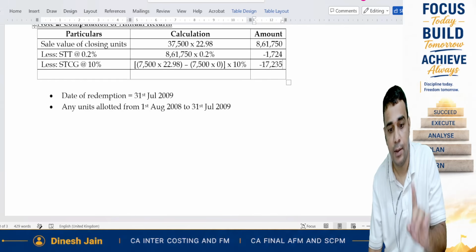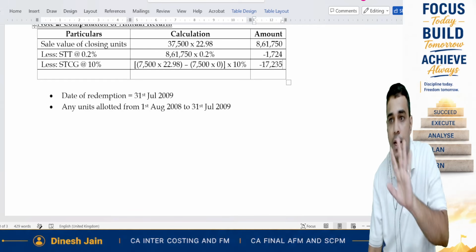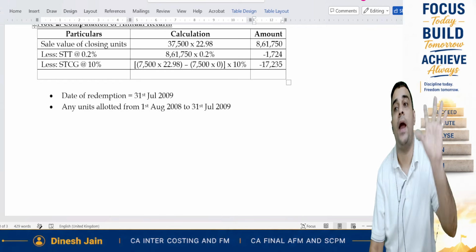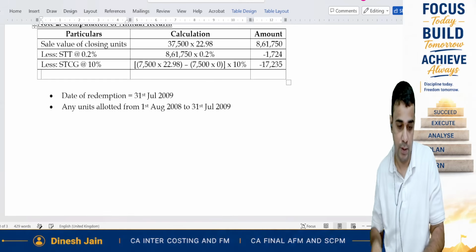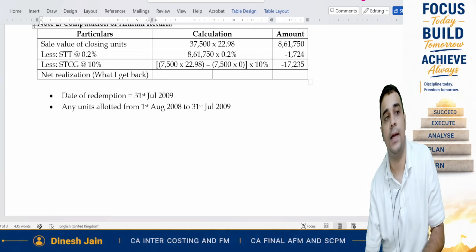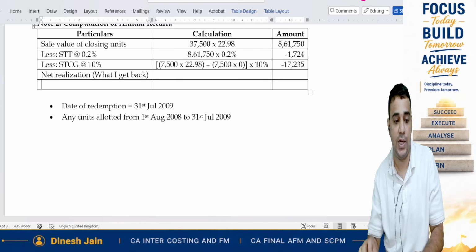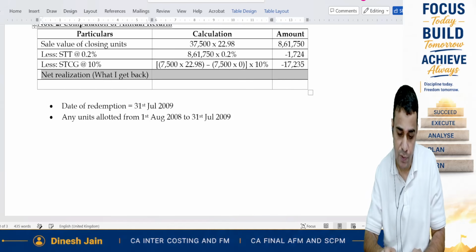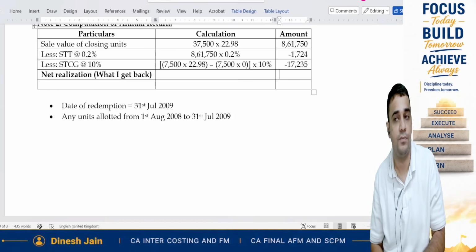I am paying on 22.98 and there is no cost of acquisition for a bonus unit. Net realization, in brackets, is what I get back. This is what I get back. Net realization. The money which will hit my bank account is this.